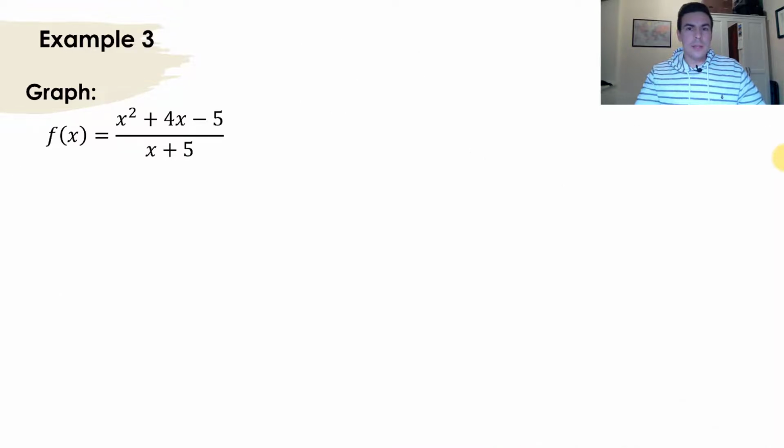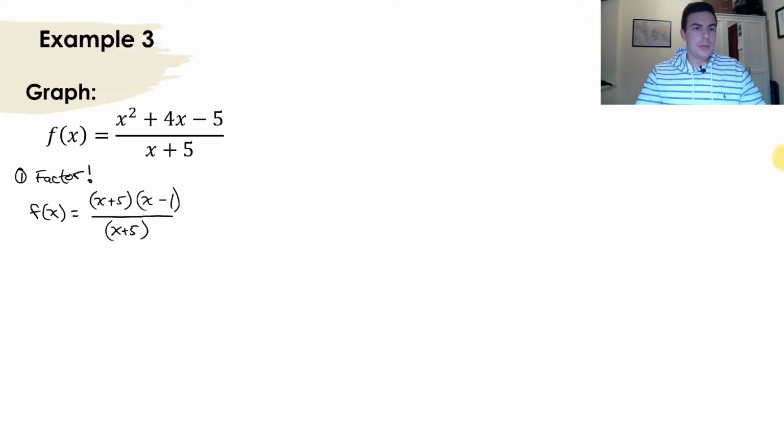All right, last example here. Again, we're going to start off by factoring. So I'm going to factor my numerator into x plus 5 and x minus 1. Notice here that I have a factor of x plus 5 both in the numerator and the denominator. What does that mean? That means we have a point discontinuity at x equals negative 5.